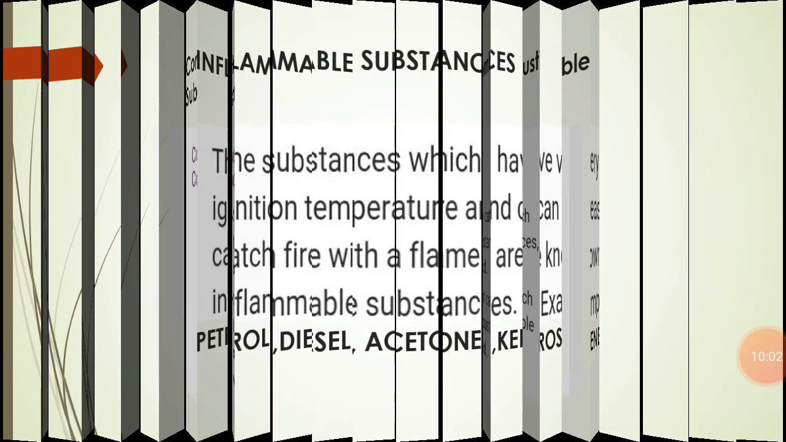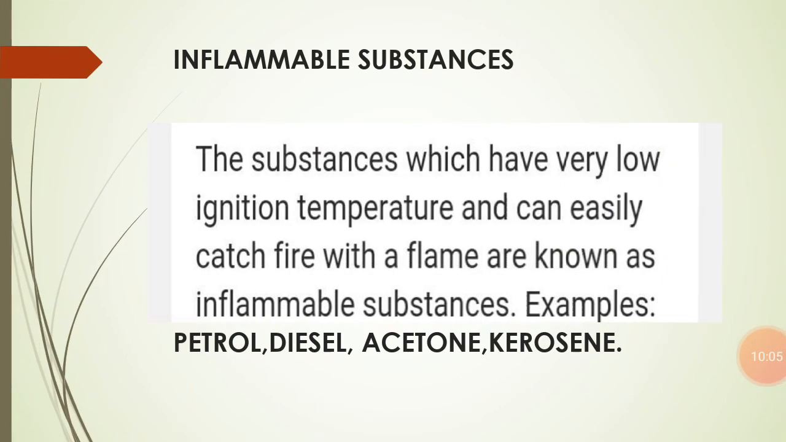Our next topic is inflammable substances. Now we are going to learn which substances are known as inflammable substances. These are materials which have a low ignition temperature, so they catch fire very easily. That type of substances are known as inflammable substances. For example, acetone, kerosene, petrol, LPG, and diesel are all examples of inflammable substances.